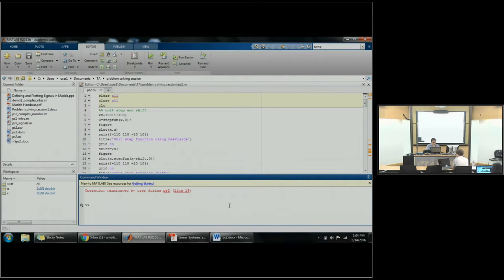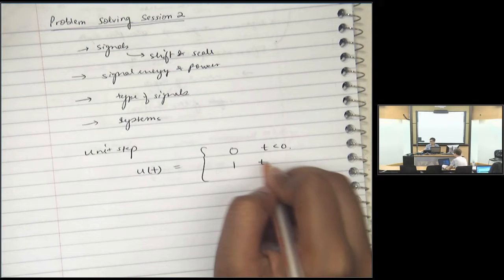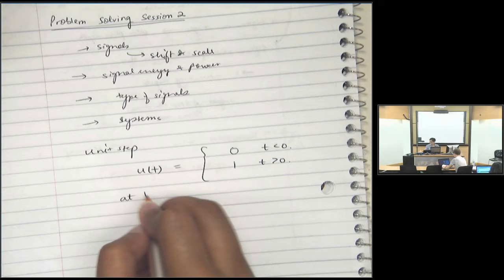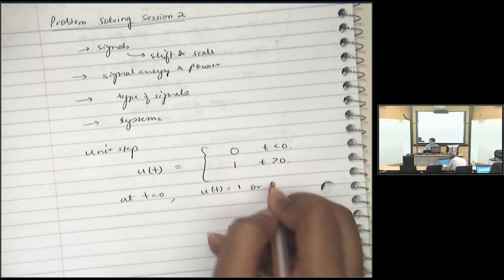First, I'll be going over the unit step. All of us know what unit step is defined as. Let me define it for you once. So unit step, u of t, is equal to 0 for t less than 0 and 1 for t greater than 0. At t equal to 0, u of t can be either 1 or 0.5.